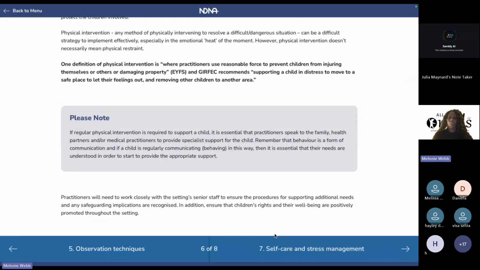Practitioners will need to work closely with the setting's senior staff, so that's your SENCOs, your room leaders, your managers, your deputies, to ensure the procedures for supporting additional needs and any safeguarding implications are recognised. In addition, ensure that the child's rights and their well-being are positively promoted throughout the setting.